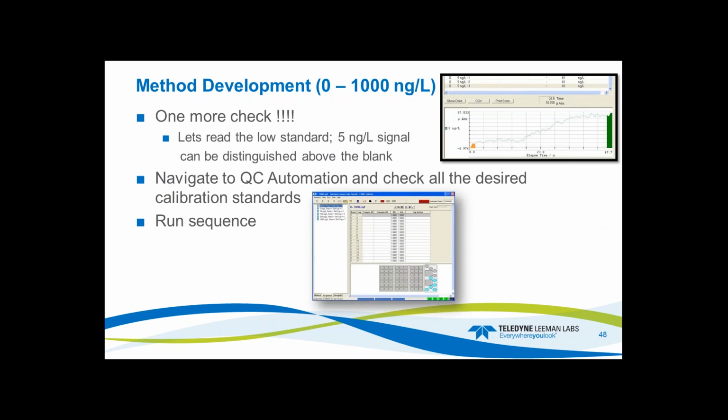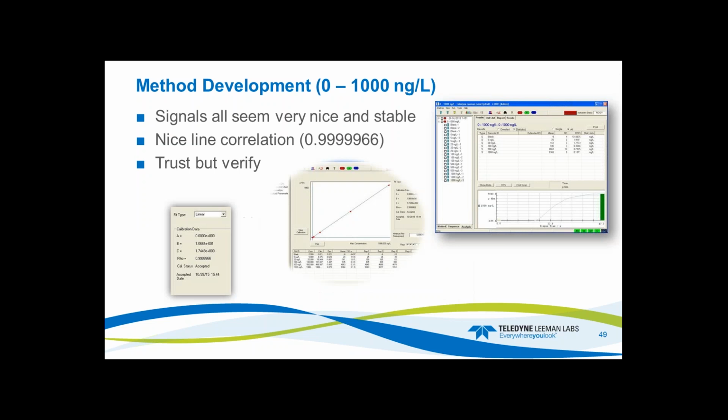So let's navigate to the QC automation and check all the desired calibration standards we want to run. And then go back to the sequence page. They should be loaded, and then we can run that calibration. All the signals seem very nice and stable. I ended up with a nice correlation with this method, 5 9s and 6 6, but trust but verify.